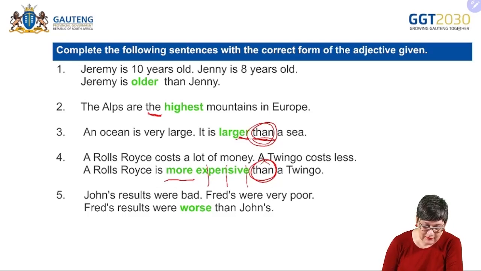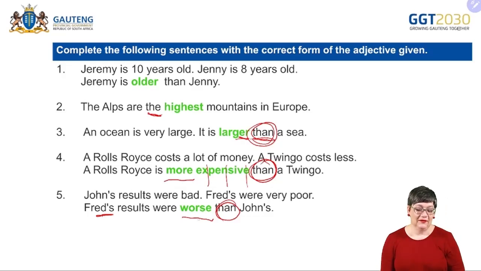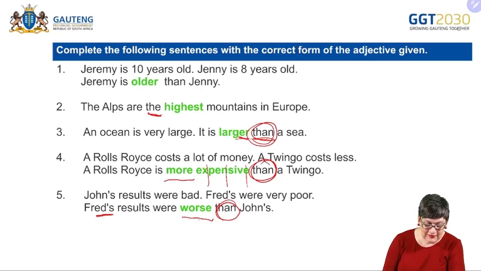Now, the next one is a tricky one. John's results were bad. Fred's were very poor. Now, then they refer to Fred again. So, Fred's results were worse than John's. Be careful for that one. Worse. So we're still comparing Fred and John's results, but Fred's were worse than John's. All right. I'm sure we didn't catch you out on that one. Do you want to try another one?